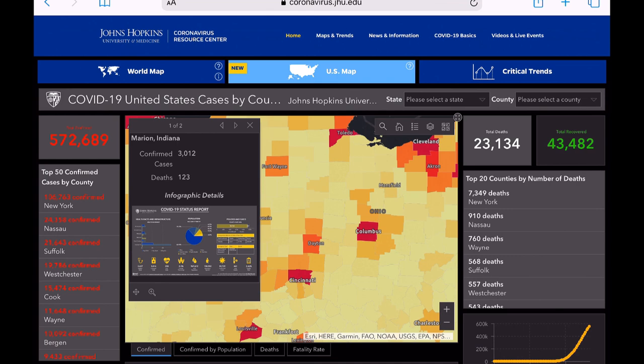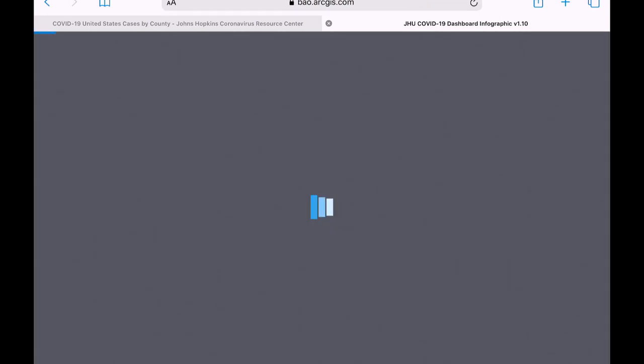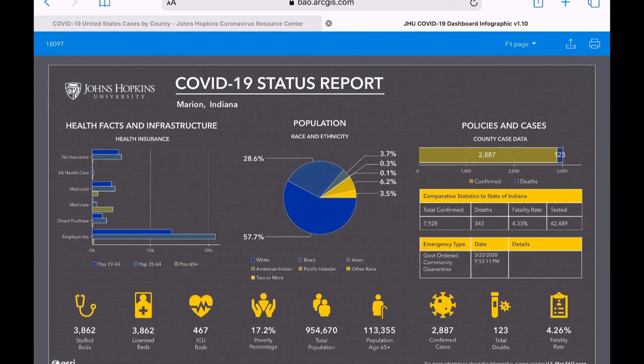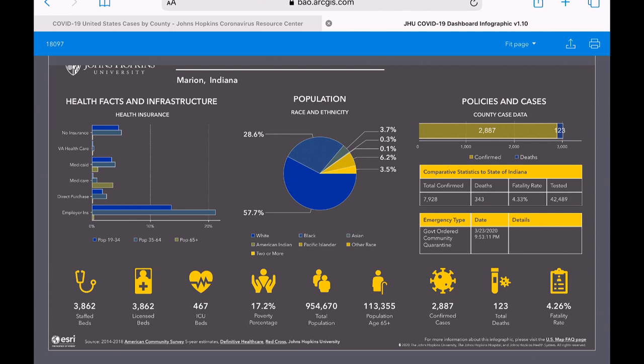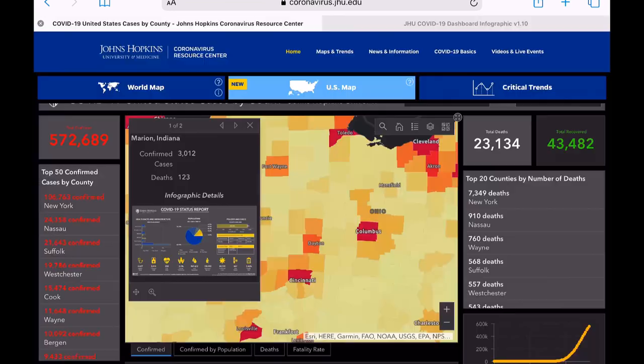So here is Marion, Indiana, and they added this really cool new feature where not only does it tell you the confirmed cases and deaths, but there's this infographic that you can click on as well. The infographic takes you to a new tab and it gives you even more data. It's really interesting because it breaks it down based on the health facts and the infrastructure and based on population. And you have your policies and cases. It has the calculated fatality rate for that county. So really cool new features that they've added.